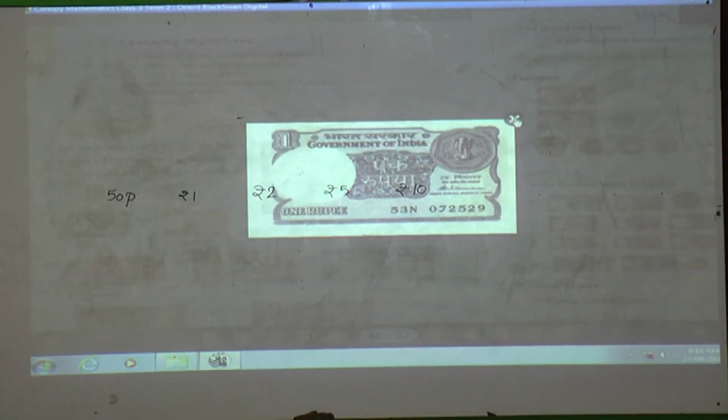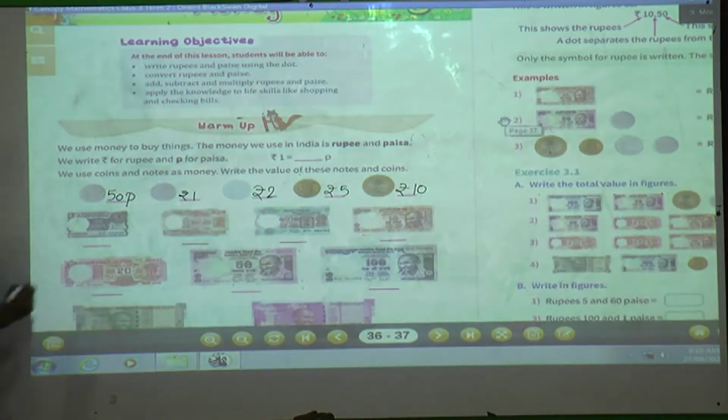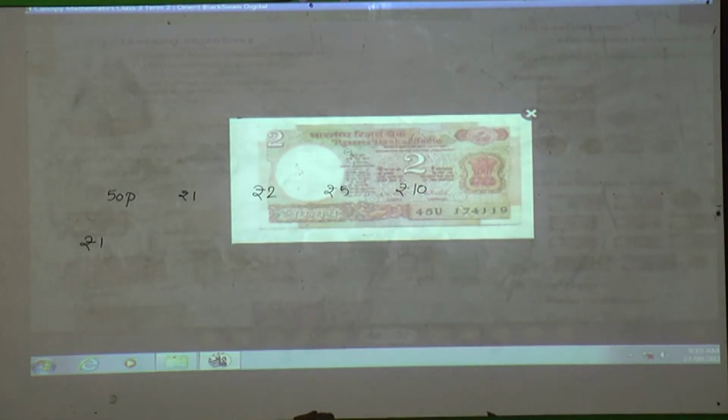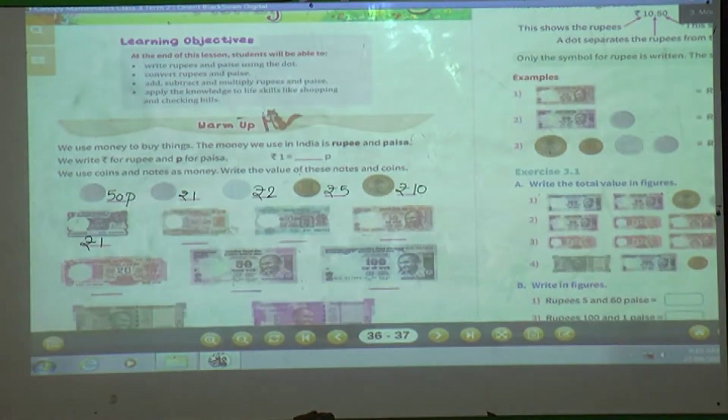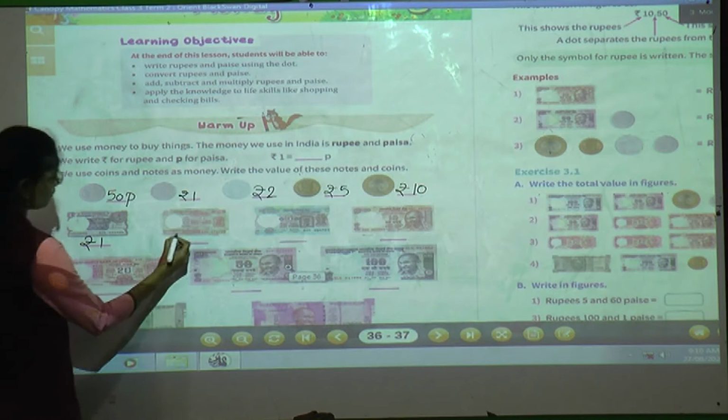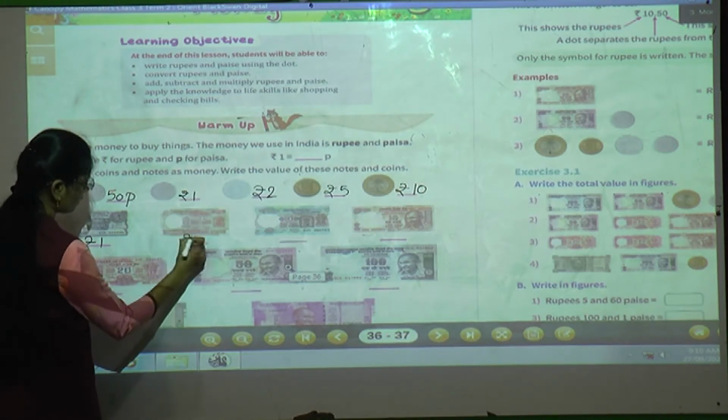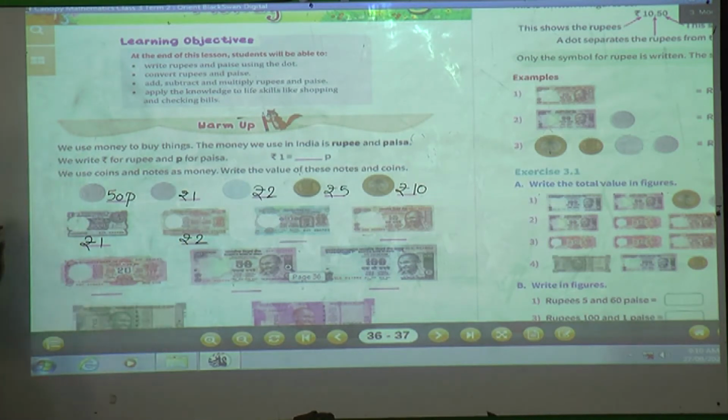See, many years ago we were using this note. Nowadays we are not using this note. It was a note of 1 rupee. So here we will write rupee 1. Again in the same way, this was a note of 2 rupees. Nowadays we are not using this currency, 1 rupee note, 2 rupee note and 5 rupee note. But a few years ago we were using this type of notes.